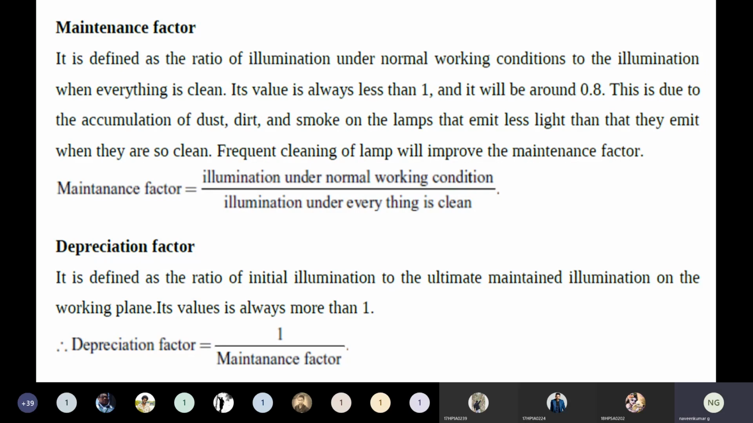Next definition is depreciation factor. It is defined as the ratio of illumination to the ultimate maintained illumination on the working plane. Its value is always more than 1. Usually maintenance factor and depreciation factor are opposite to one another. They are reciprocal of each other. So depreciation factor is equal to 1 divided by maintenance factor always.